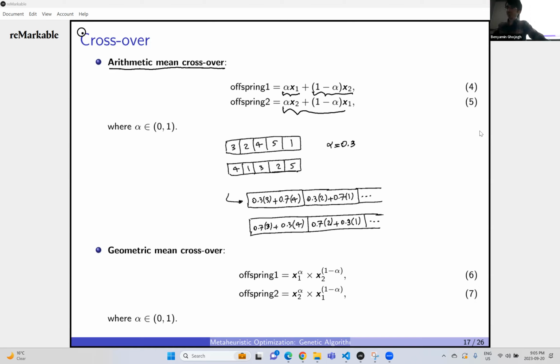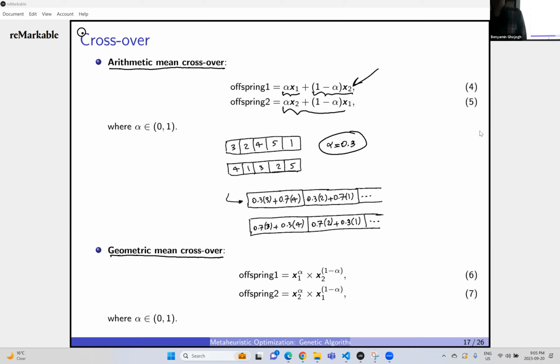Two of the offspring can be alpha x1 plus (1 minus alpha) x2 and alpha x2 plus (1 minus alpha) x1. So, for example, here, this is an example with alpha 0.3. For each feature, what does it do? For each feature, it does the linear combination. You have a question?